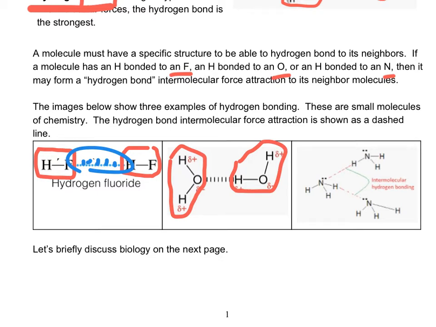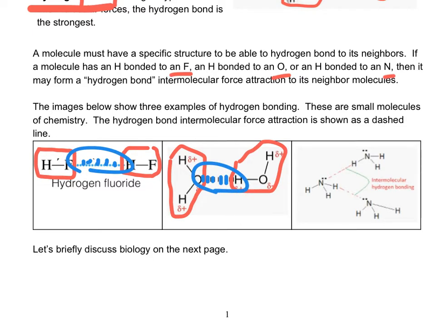And what I happen to have there is an H of one water molecule intermolecular force attracted to an O in another one. So that satisfies that H bonded to an F, O, or N. That satisfies it, so that's the hydrogen bond there.